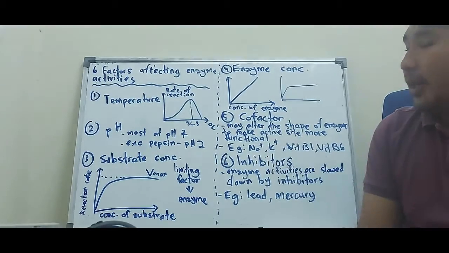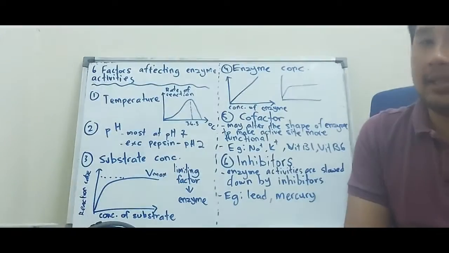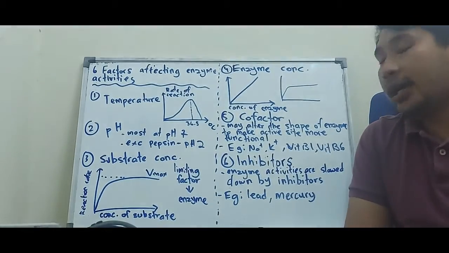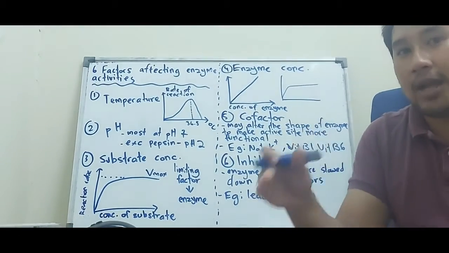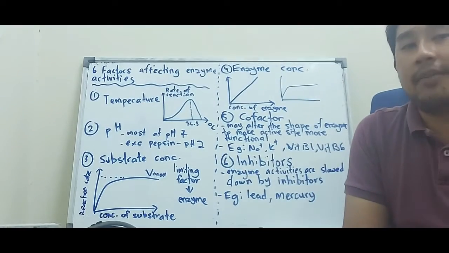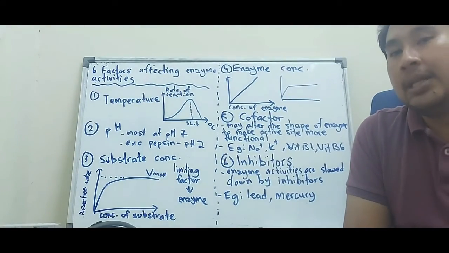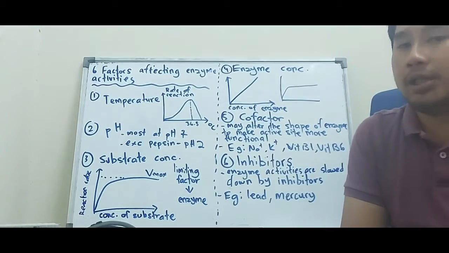And then the last one is inhibitors. Inhibitors are any substances that can slow down the activity of the enzyme. For example, heavy metals. Here we have lead and mercury.